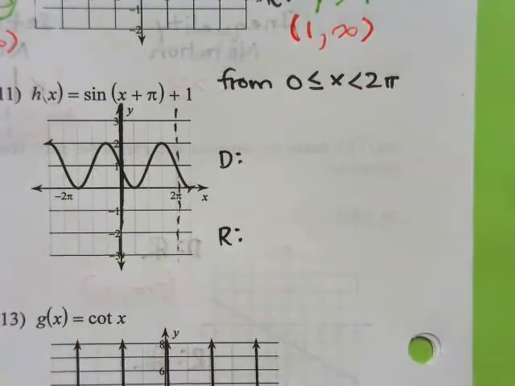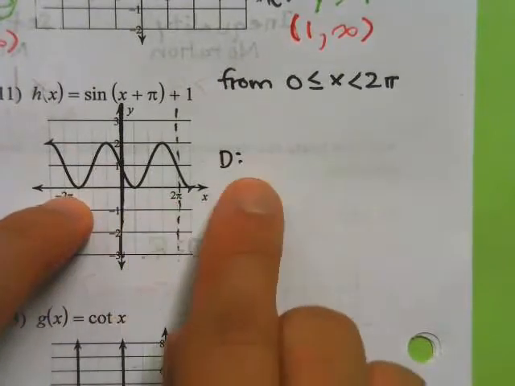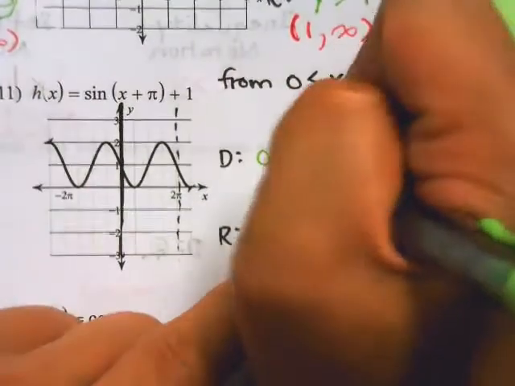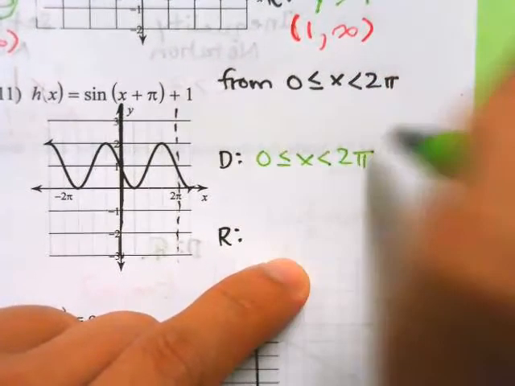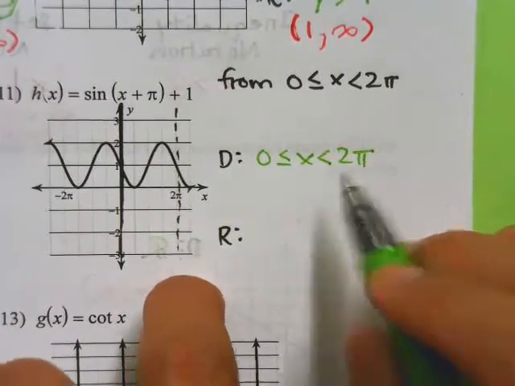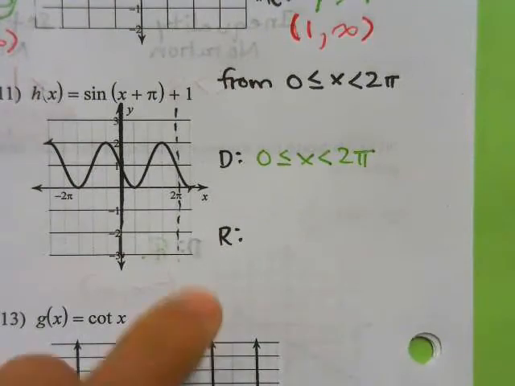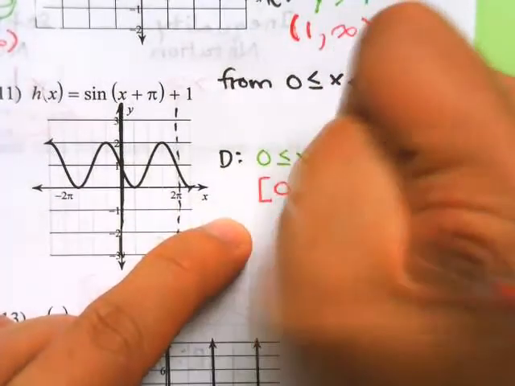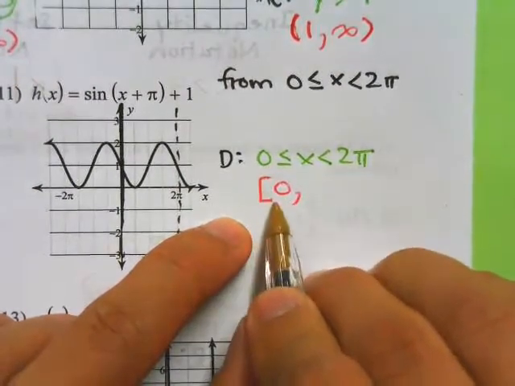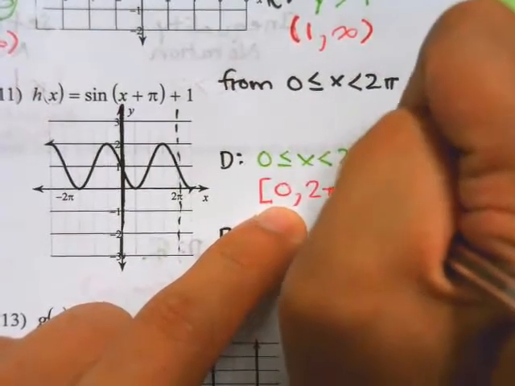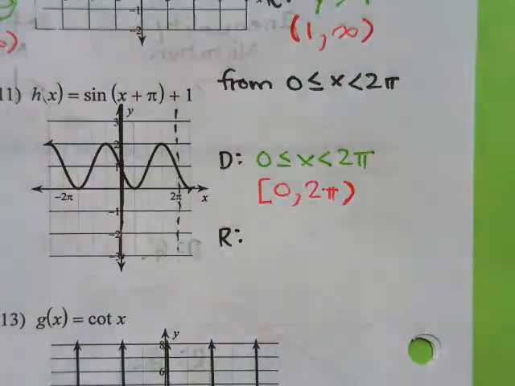Because we've already restricted our domain, that's going to be your domain. Since we're only looking from 0 to 2 pi, that's going to be our domain. Let's write that down. Our domain is from 0 to 2 pi, but not including 2 pi. So in interval notation, we are going to bracket the 0 because that's included, but when we go up to 2 pi, we're not going to include that, so that's going to be a parenthesis over here.